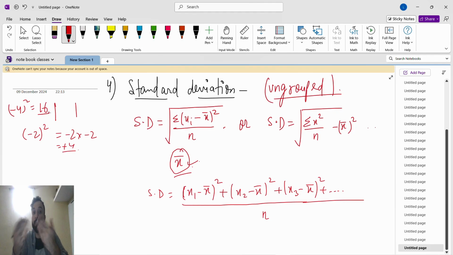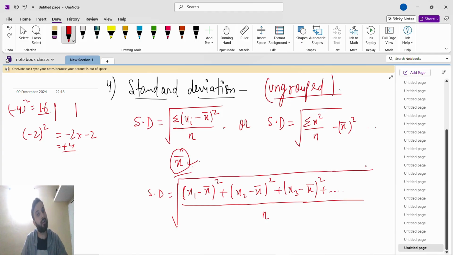So for making it plus, we do the square: first observation minus x bar, whatever you get, squared, plus second observation minus x bar, squared, plus third observation minus x bar, squared, plus fourth observation minus x bar, squared. Like that you have to write. Then add all the numerator values, divide by n, and last, do the square root.